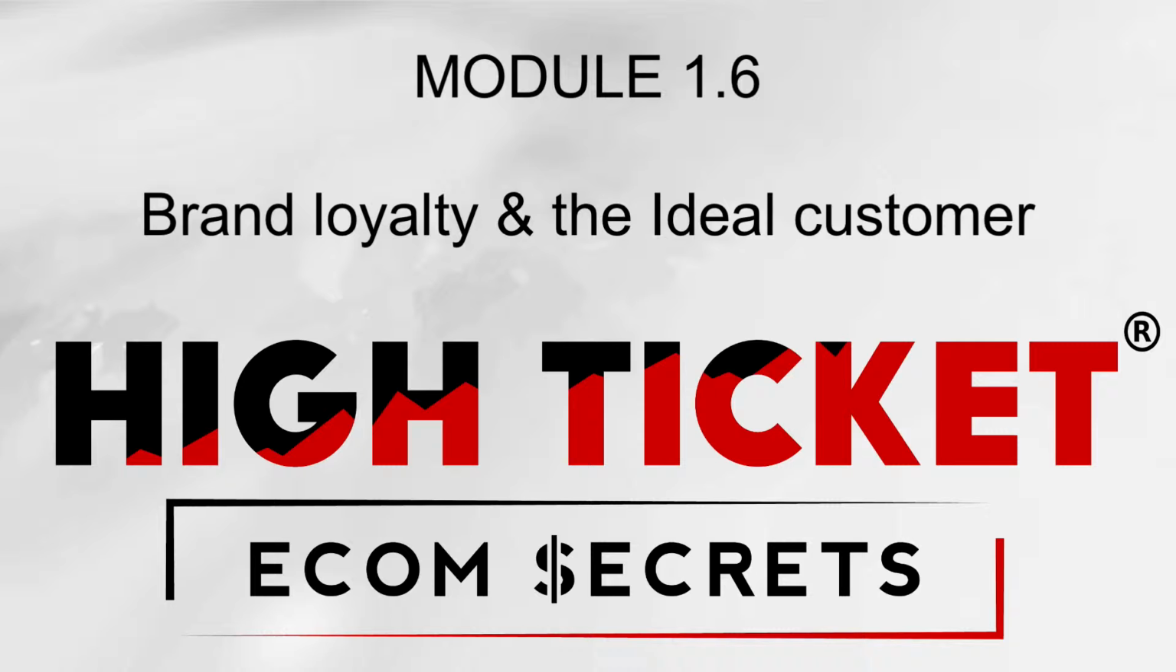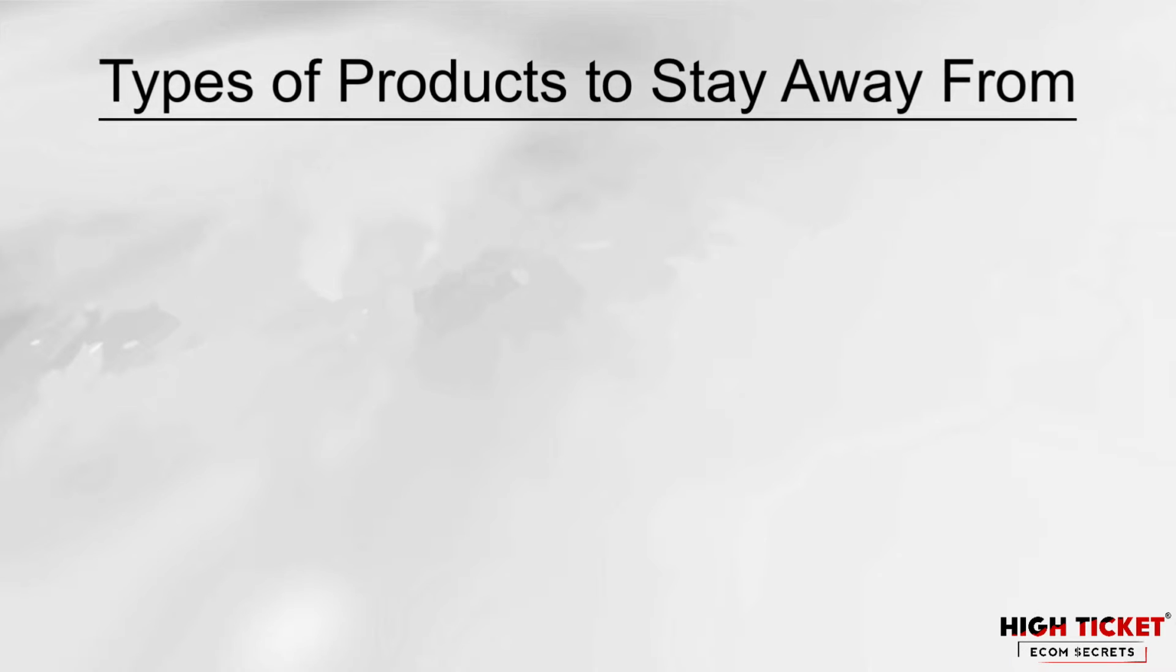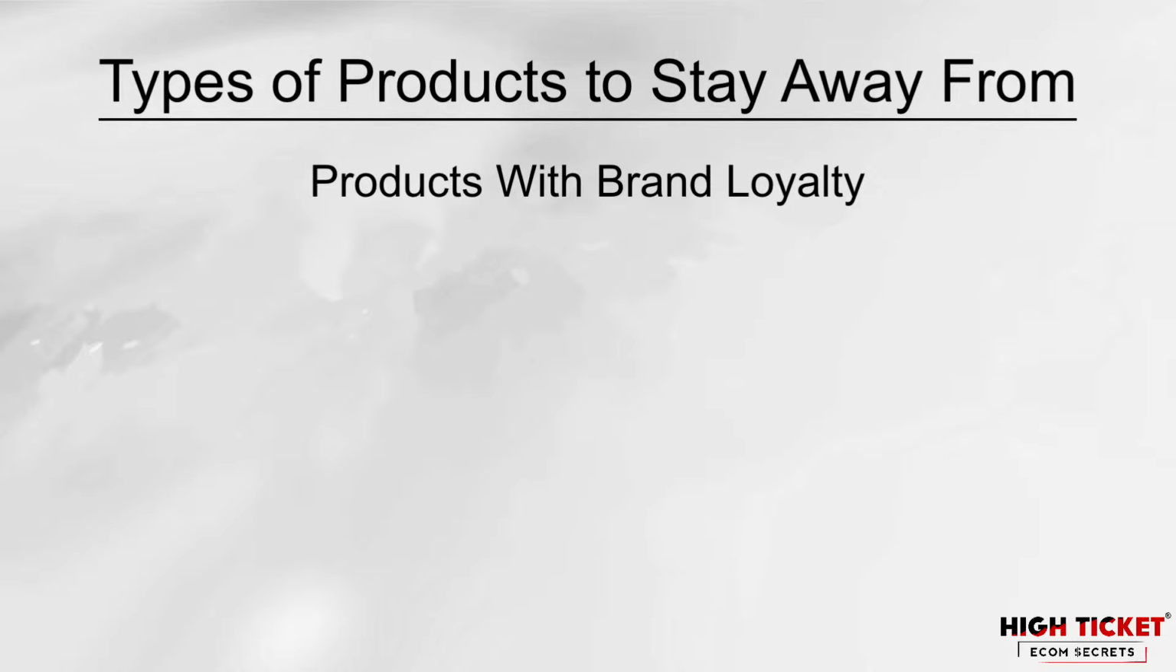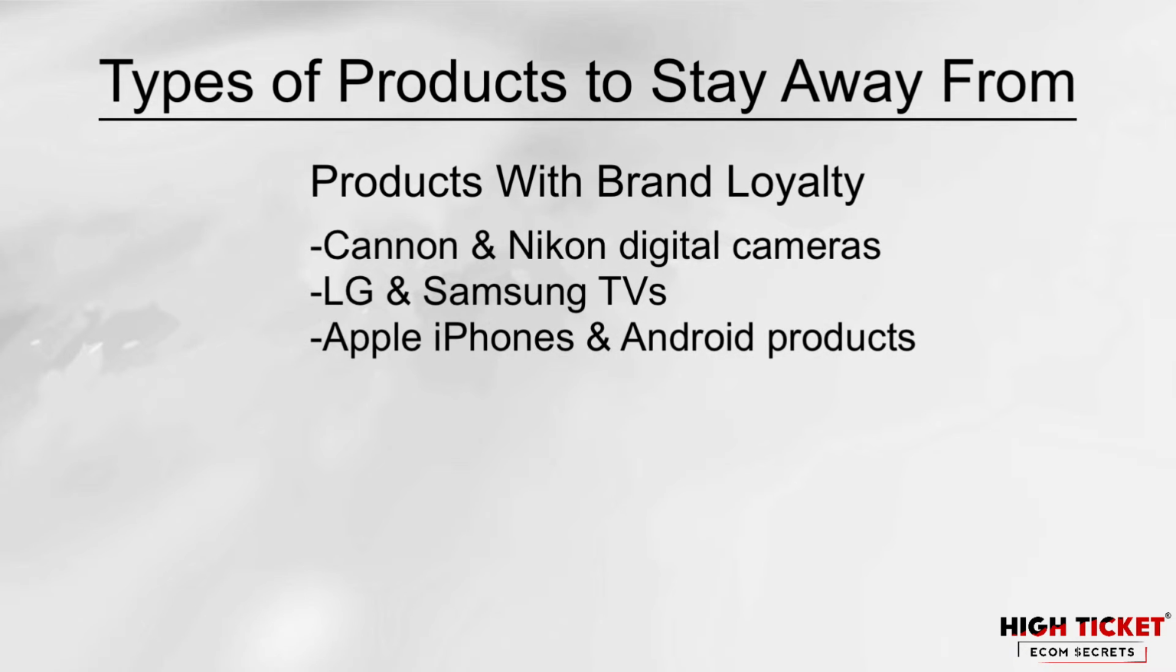This module is all about finding which types of products you're going to sell online, and I'm sure that you've got a bunch of different ideas in the higher price points like we talked about before. I'm here to talk about the types of products that you want to stay away from here. I'm sure that some of the niches you've thought about have some familiar brands in them. For example, Canon and Nikon digital cameras, LG and Samsung TVs, Apple iPhones, and Android products. Depending on the niche you're looking at, you will certainly run into some big name brands.